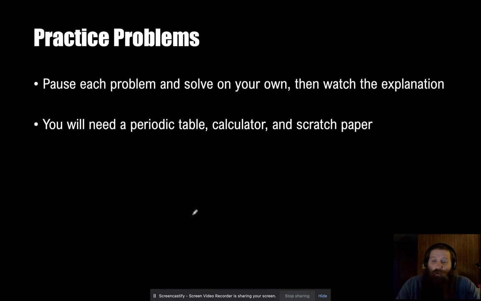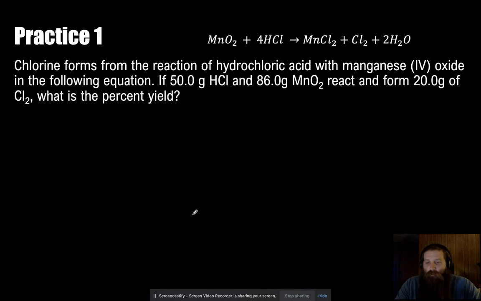Now, these are practice problems. It's a practice problem video. So again, you should pause the video, work the problem, and see if you get it right afterwards, right? So watch the explanation after you try to solve it. You're going to need your periodic table, your calculator, and some scratch paper to do this. So let's look at the first one, all right? Again, pause it, try to figure it out on your own, and then give it a go.